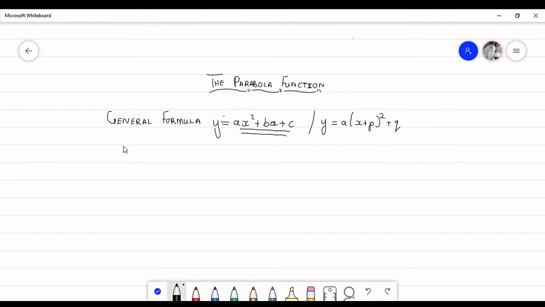First, let's break this formula down by discussing properties. We are looking at the properties of this function. If you speak of properties, the first thing that you need to look at is the shape. In our formula, a represents the shape. Our a can either be greater than 0 or less than 0.